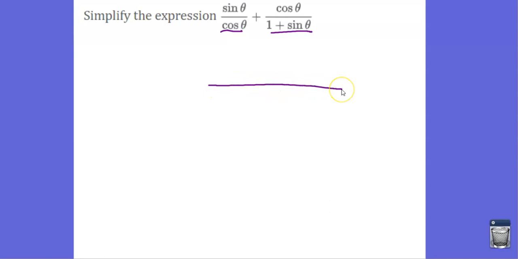So I'm going to literally do this. Again, I'm going to show it all in one step. So cosine and then 1 plus sine of theta. Okay, and that's my common denominator. To actually get to that, we're going to multiply the first fraction by 1 plus sine. And then the second fraction we're going to multiply by cosine.